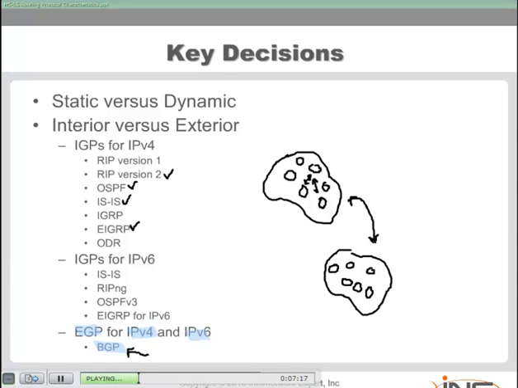Do you know that some corporations are so big, and they span the entire globe, that some corporations use BGP inside their network as their IGP? That's how big they are. But that is very rare, and you don't need to know that for CCDA purposes.